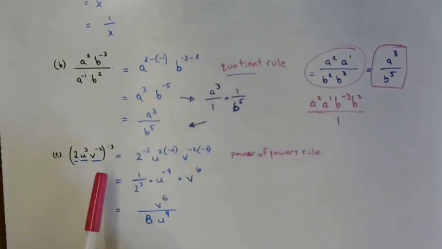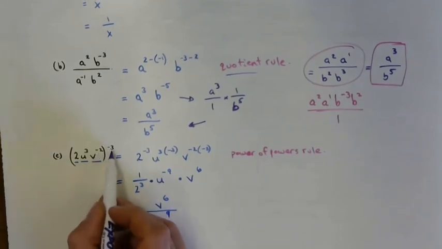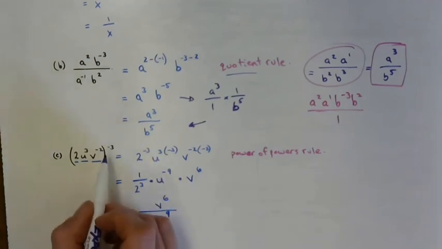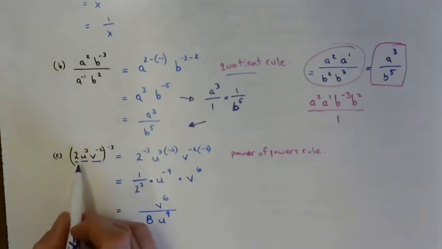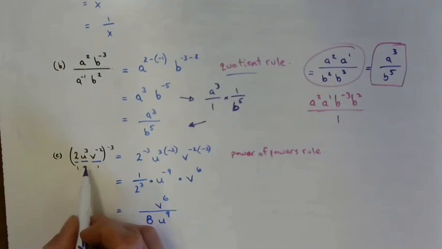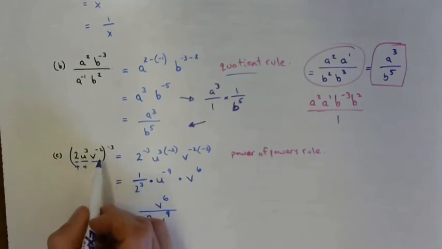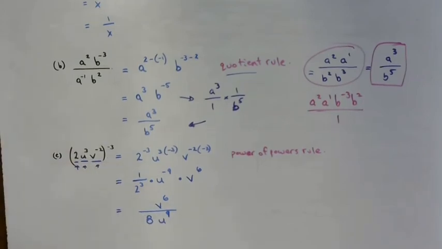The last one that we used was the power of powers rule, which means if you have a power to another power, you just multiply those exponents. And in this case, the exponent applied to 3 different pieces, and we had to be careful to apply 2 to the power of negative 3, this to the power of negative 3, and this to the power of negative 3 all together.